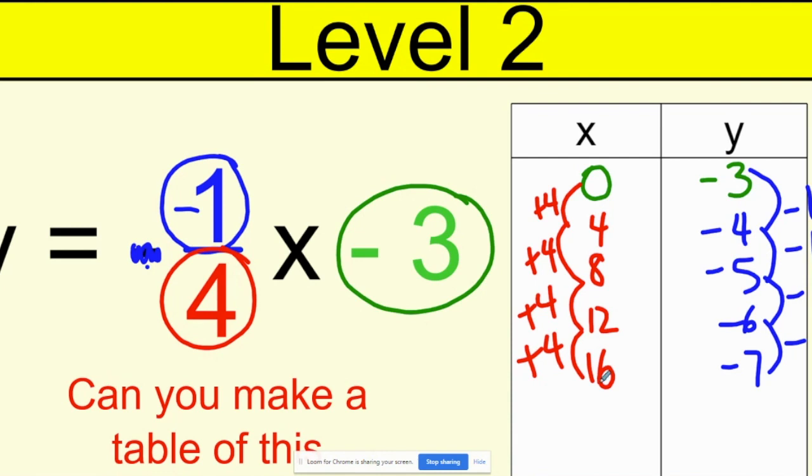Now I'm going to kind of line these up. It's 0, negative 3, 4, negative 4, 8, negative 5, 12, negative 6, 16, negative 7. Let's look at a graph of this.